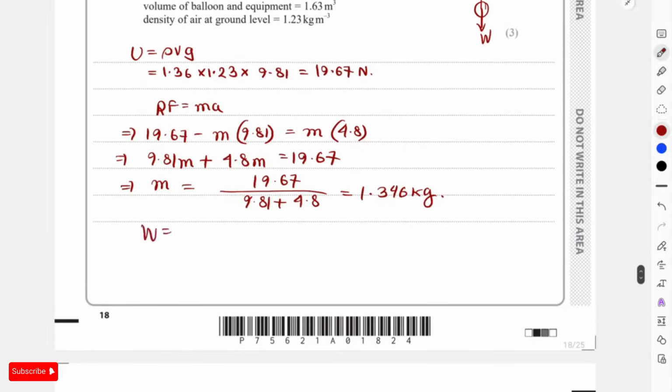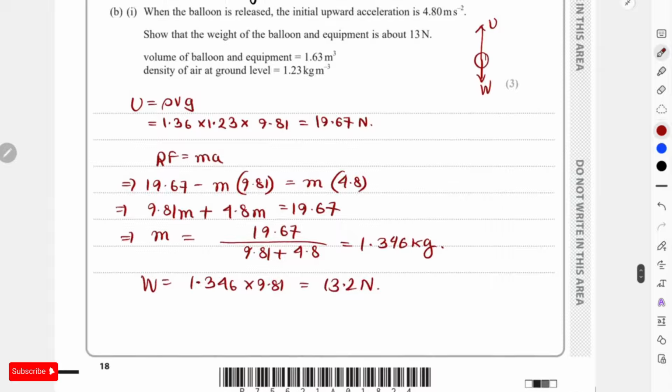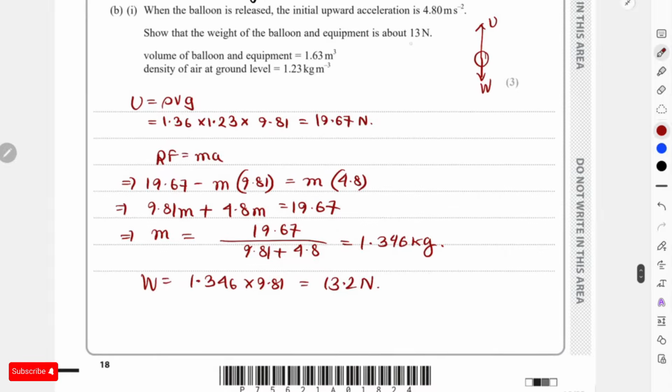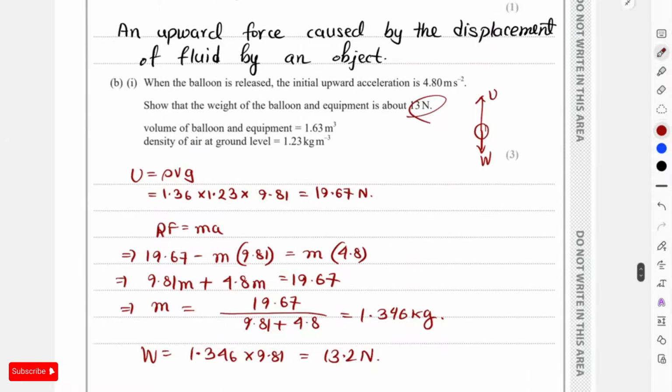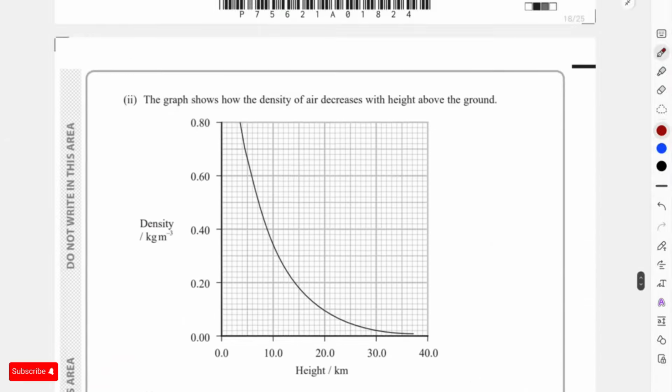Now you have to multiply 9.81 with this to find out the value of your weight, because they were concerned about the weight, right? That is 1.346 multiplied with 9.81. You get 13.2 Newton, which is quite close to your given data. So yeah, our maths is correct. We'll move on to part B. This is part B1 and this is part B.